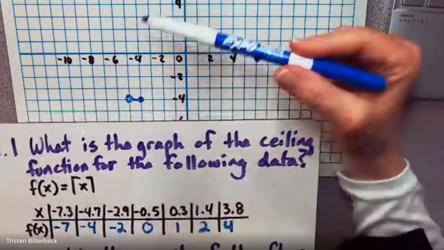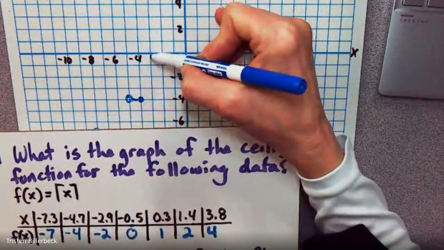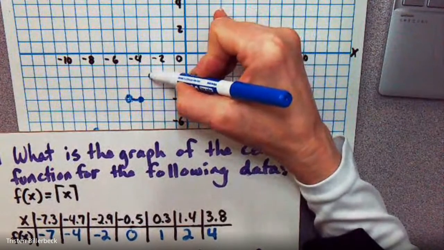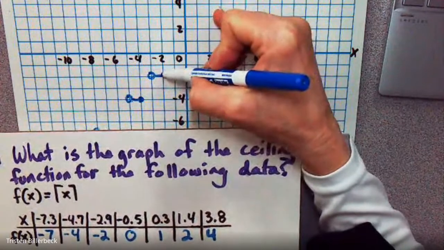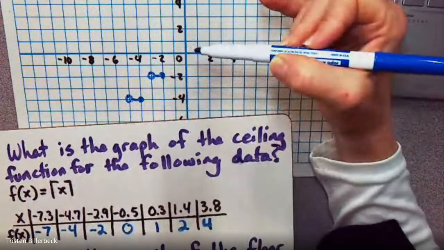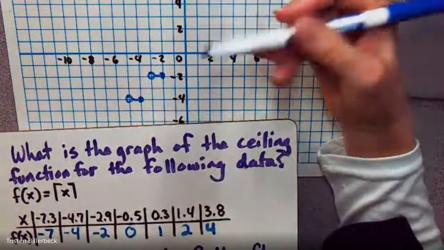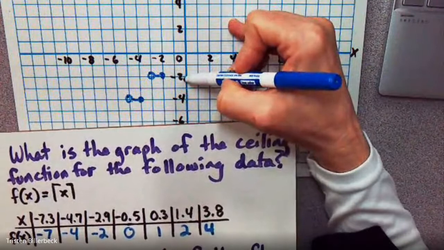So this one, negative 2.9, that's very close to here, but it rounds up to negative 2. So it means all the values of the domain here would go to here and include negative 2, because negative 2 itself would just round to negative 2.